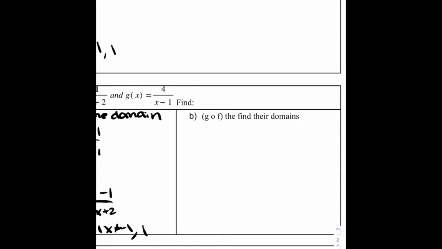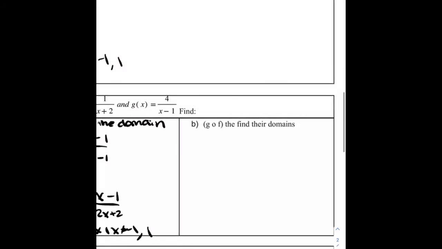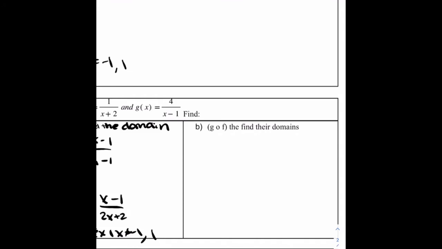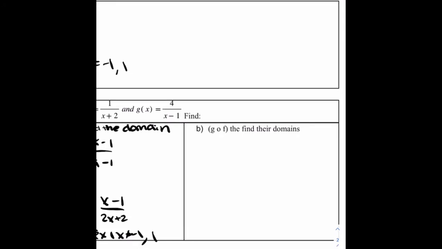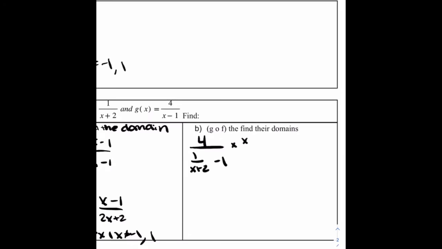Okay, now we're going to do g of f and then find the domains. So again, I'm going to start by finding g of f of x. So I'm going to plug in the f function into x in the g function. So 4 over 1 over x plus 2 minus 1. Get rid of the fraction by multiplying the top and bottom by x plus 2. I get 4x plus 8 over 1 minus x minus 2, which simplifies to 4x plus 8 over negative x minus 1. Now find the domain.